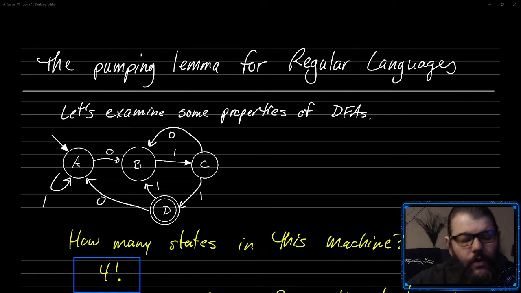The way we're going to start is we're going to look at a particular machine. You can pick your favorite machine and do this as well if you like. In this particular machine, the first thing I'm going to ask you is how many states does this machine have? And your answer is going to be 4. Pretty easy, right? A, B, C, and D.